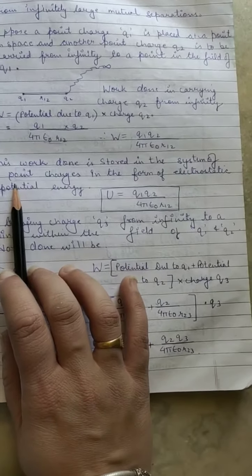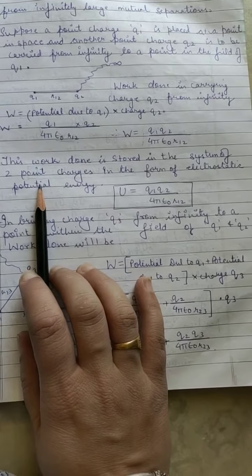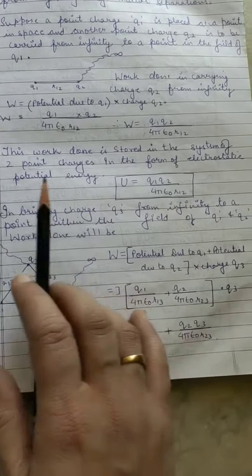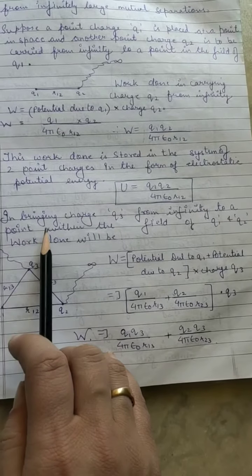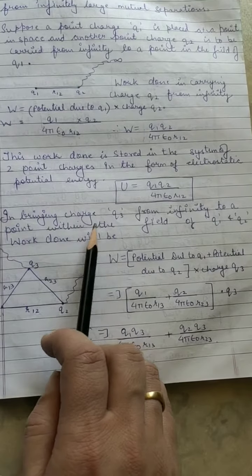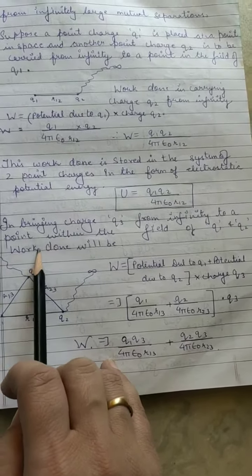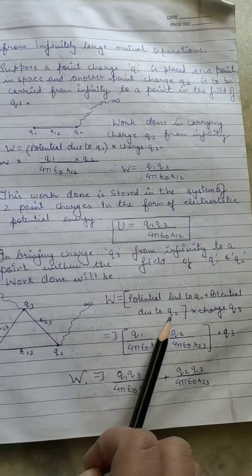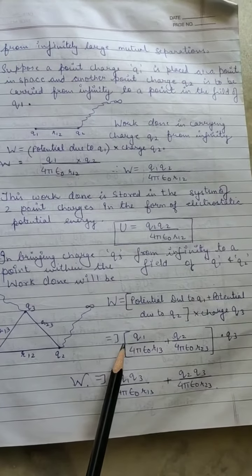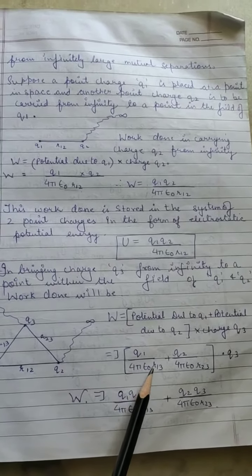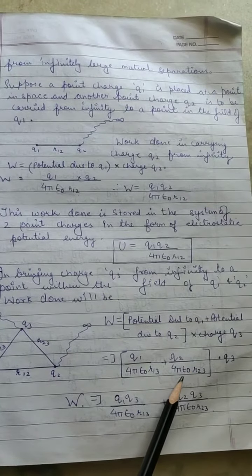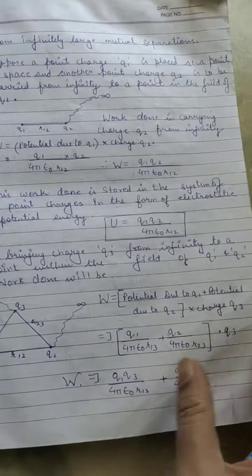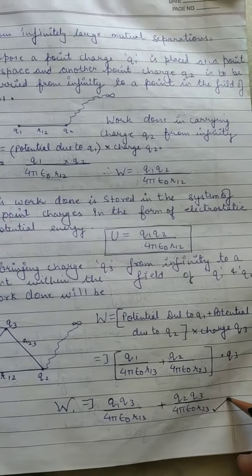If we consider the charge stored in a number of charges, for 2 point charges, U is equal to q1 q2 upon 4 pi epsilon naught r12. If we consider the third charge also placed at infinity and it should also come here, then work done should be applied. The work done will be the potential due to Q1 plus potential due to Q2, into charge Q3. It means the formula is Q1 upon 4 pi epsilon naught R13 plus Q2 upon 4 pi epsilon naught R23, into Q3. You will get the formula of the work done.